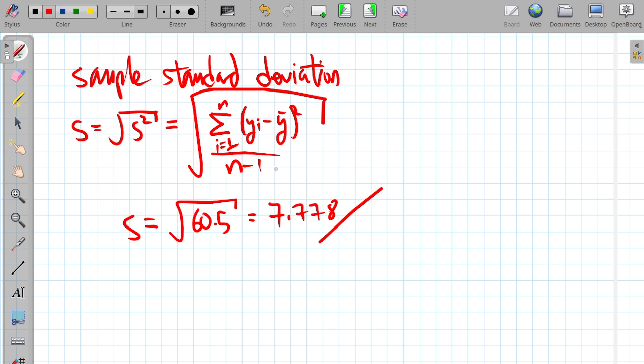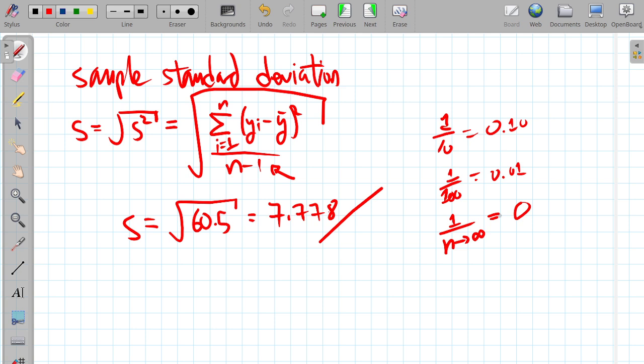Now, remember we're dividing here. So as we divide by bigger and bigger numbers, the overall value gets smaller and smaller. For instance, 1 over 10, that's just 0.10, but 1 over 100 is 0.01. Well, if I go 1 over n, but I let n go to infinity, I can hear the calculus people going, yes, limits, then this becomes 0. So there's a trend here. You'll notice that? All right.